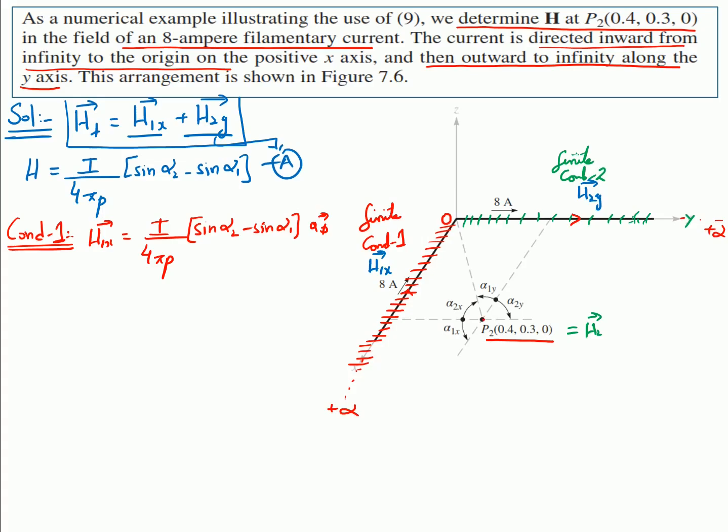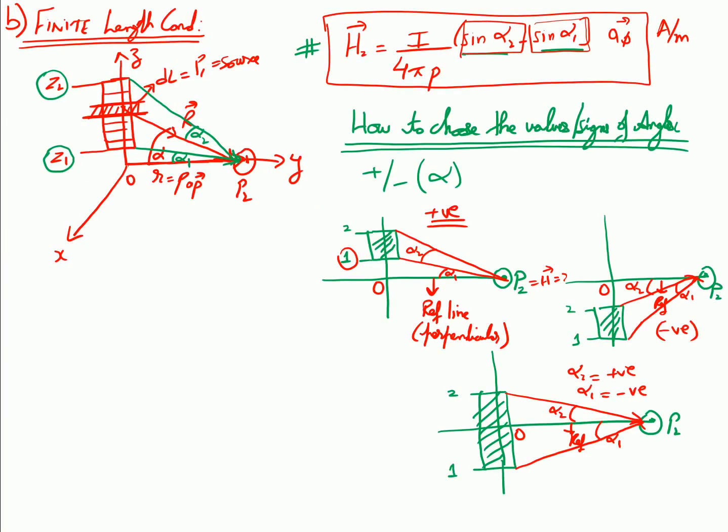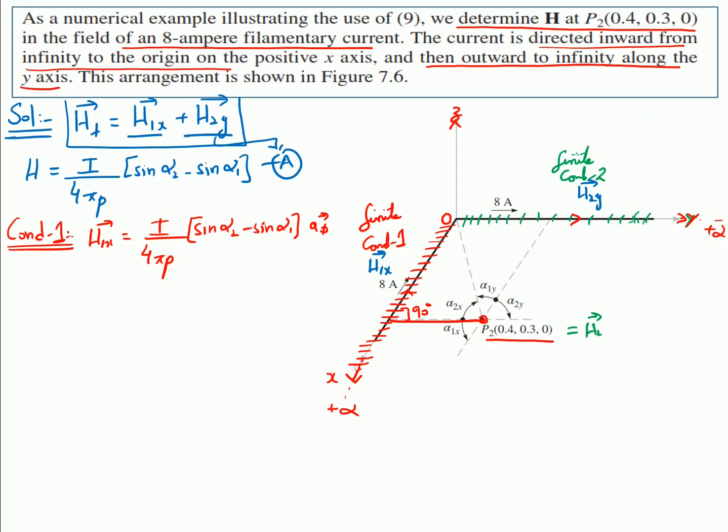If this is point P, we always draw a perpendicular line from the source, in this case along the x-axis. So this is my x-axis, this is my z-axis, and this is the y-axis. From the source, a perpendicular is drawn towards point P, making an angle of 90 degrees. Now, as we saw in the previous case, this is my reference line, which goes from the source towards point P2. If this is the reference line, where are the angles alpha 1x and alpha 2x? I need to first give the values of 1 and 2 to this finite conductor. So let us say the lowest point will be at positive infinity.